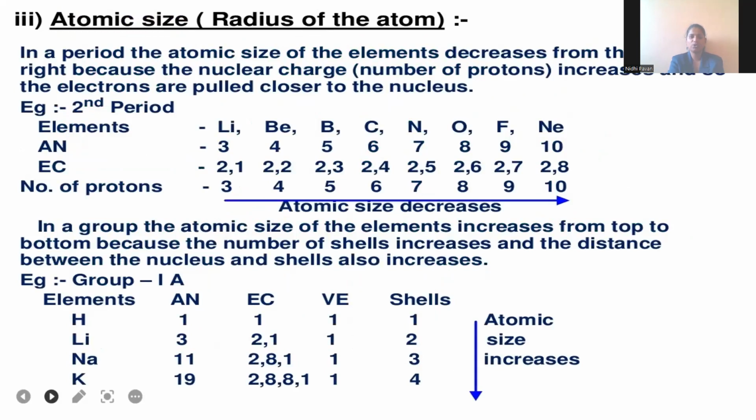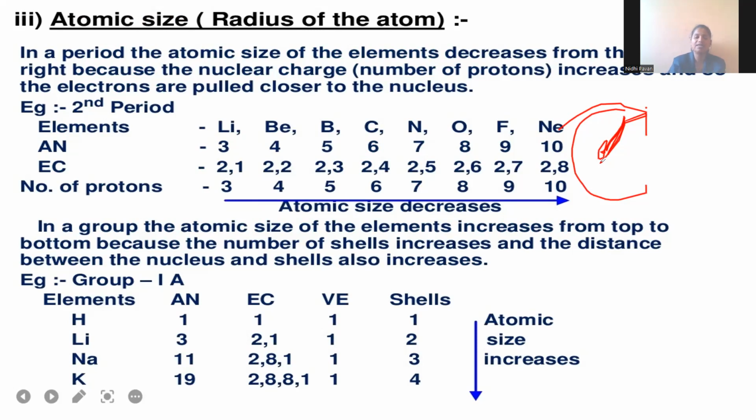Atomic size. What do you mean by atomic size? The size of an atom. If this is an atom, this is the nucleus, this is the radius, this size is called atomic size. The atomic size of an element decreases from left to right because nuclear charge, or number of protons, increases. So the electrons are pulled closer to the nucleus.